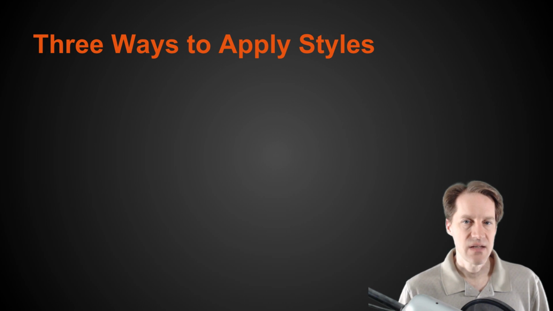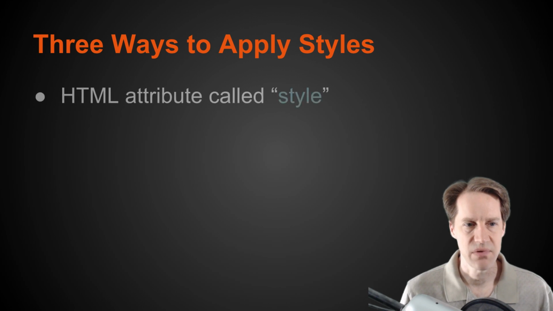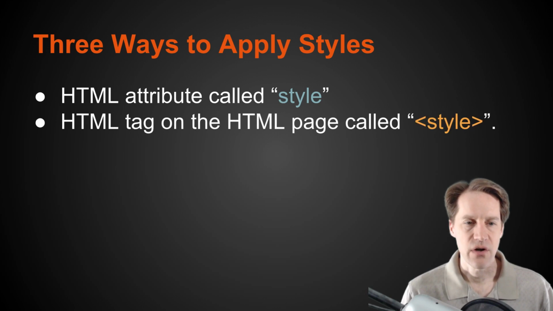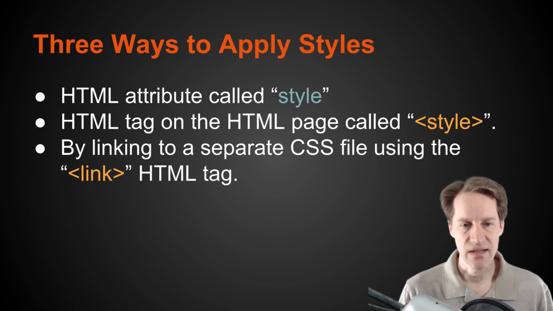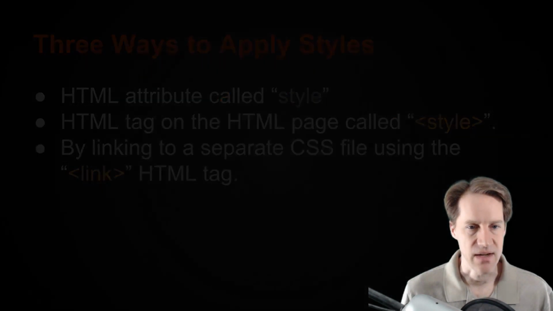Okay, so now let's say you want to apply some styles. We talked about selectors, but there's actually 3 ways to apply styles. One, the HTML has an attribute called style, so you can actually style an individual element using that. You could also use an HTML tag called style and put it within the HTML page itself. And then that allows you to style classes or IDs that you find within it. The third way is linking to a separate CSS file using the link HTML tag. And I'll show some examples of these right now.